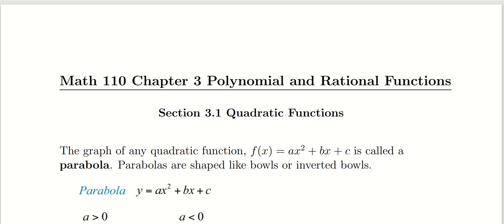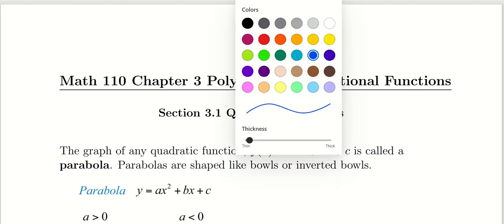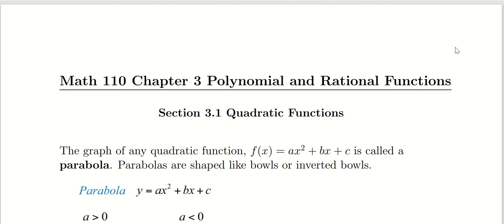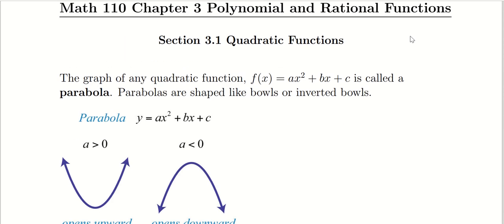In Chapter 3, we're going to study polynomial and rational functions. In Section 3.1, we begin by discussing quadratic functions. A quadratic function is a function of the form f of x equals ax squared plus bx plus c.